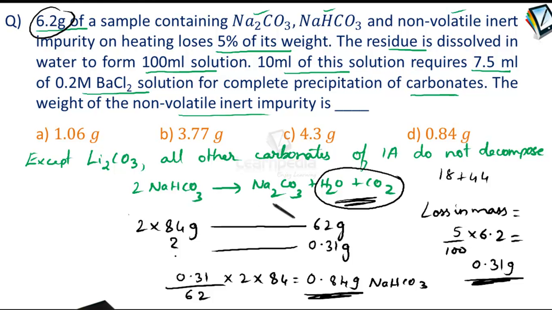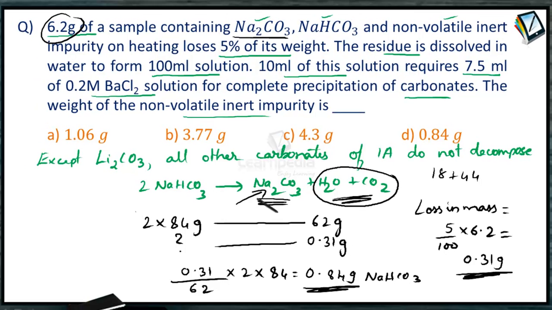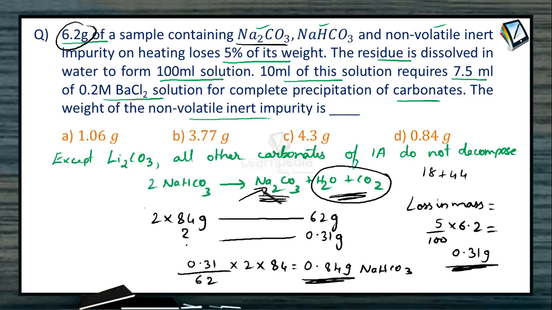Now from the equation it is very clear that the residue left over is the sodium carbonate. And now we have sodium carbonate from two different sources. One originally taken and the second one which is formed as a residue. So now the residue is sodium carbonate. And again from the equation, from 2 into 84 grams of sodium bicarbonate, the residue formed is 106 grams. Isn't it? Because we are getting only 1 mole of sodium carbonate.